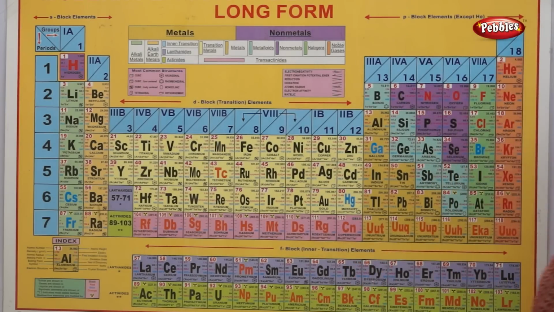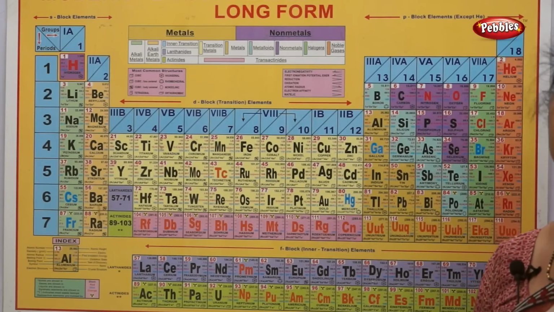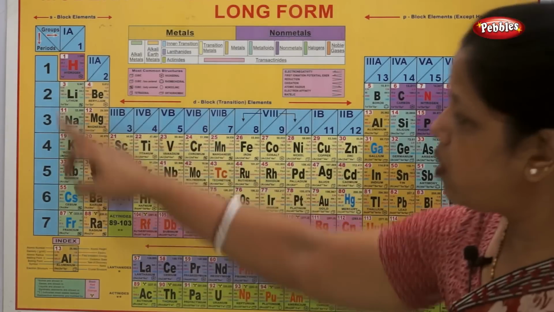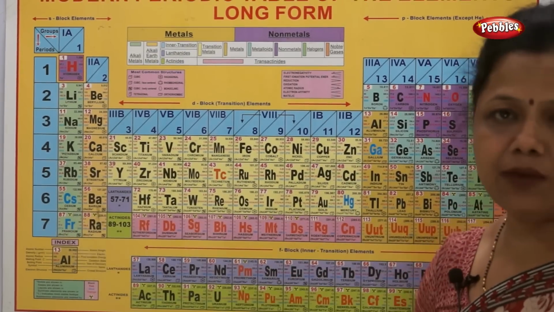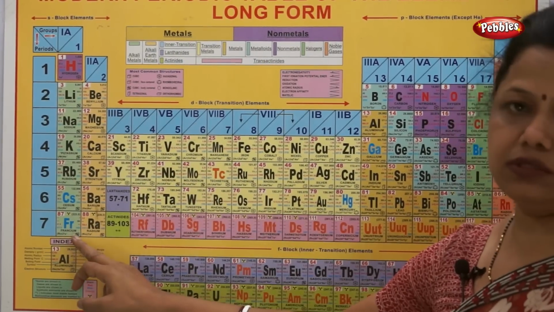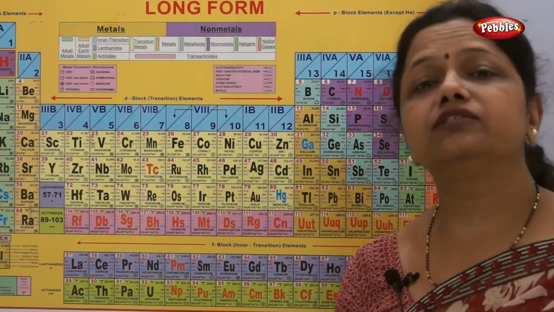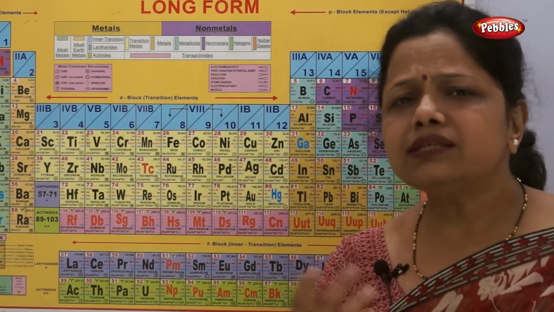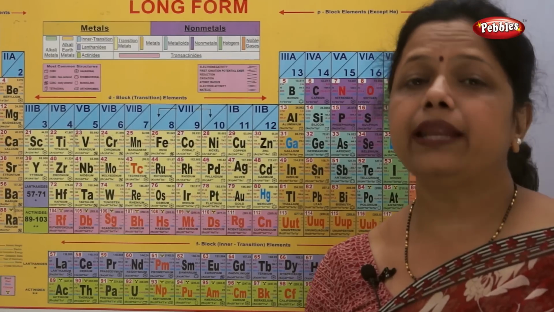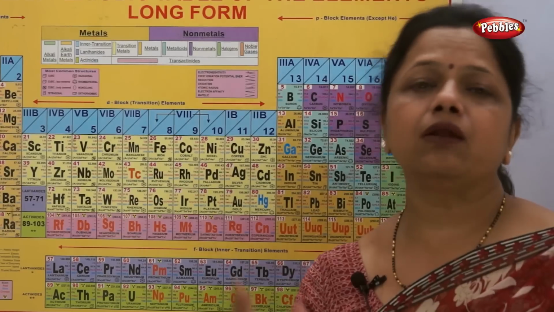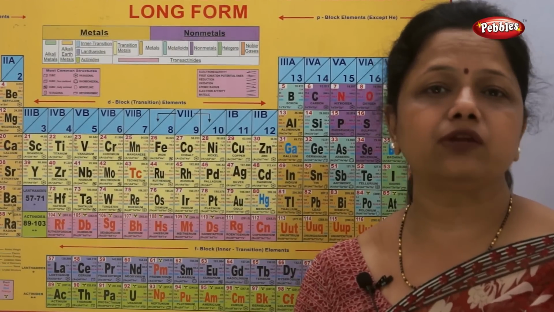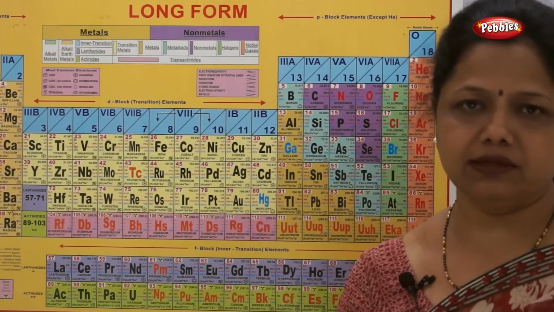Now what is the difference between valency and valence electrons? Valence electrons are the electrons present in the last orbit. All the last orbit will have same number of electrons, and the combining capacity of an element is called as valency. What is an element trying to do? An element is trying to obtain an octet. That means it is trying to become stable itself.